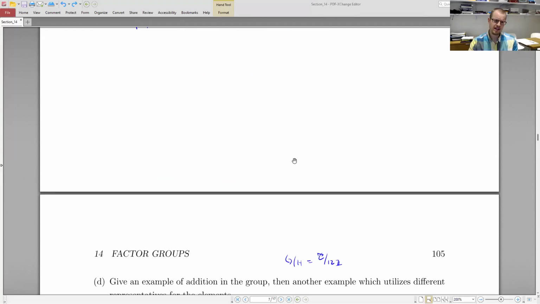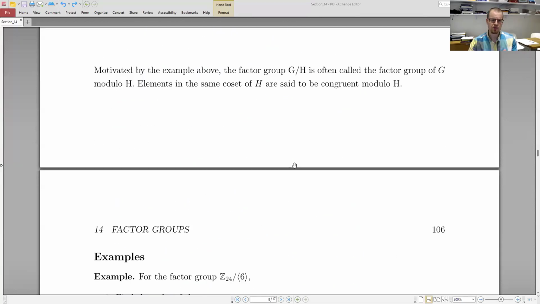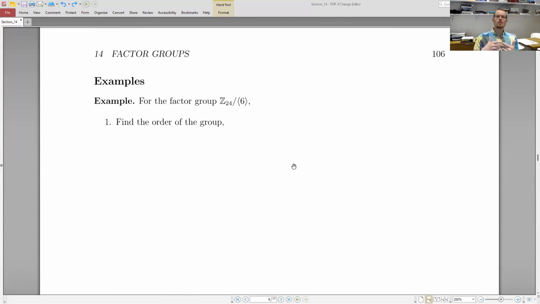But in this next example that we want to consider, we're not considering a homomorphism, so we're not going to get this nice isomorphism to tell us about the structure of the group. So we're going to have to dive into this a little bit to see if we can figure out what's going on, just to help us get a good image. All right, so for the factor group Z24 mod what's generated by 6.